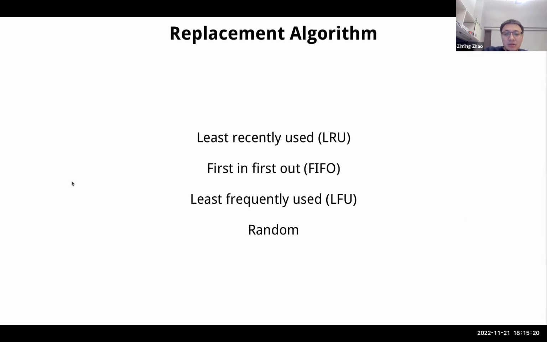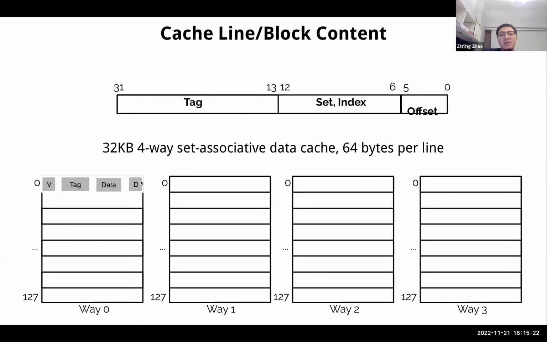So going back to the figure here, the congruent addresses are the addresses where this part, bit 6 to bit 12, is the same. It doesn't matter what the tag part is. As long as the set part is the same, then they are congruent addresses. They compete for the same cache sets.